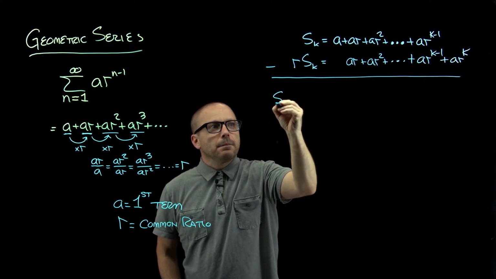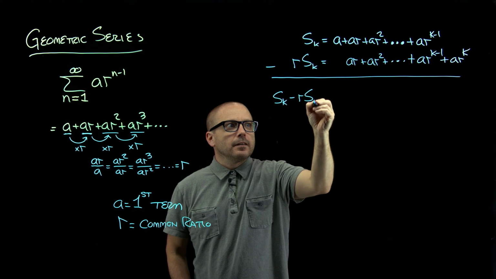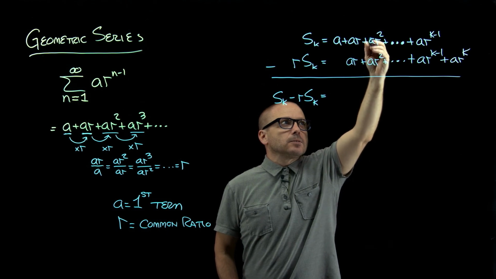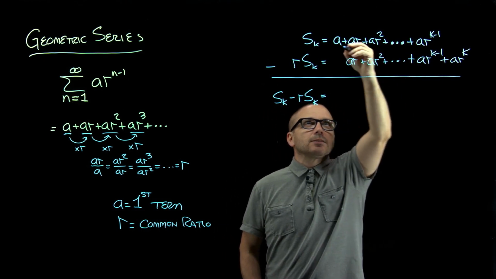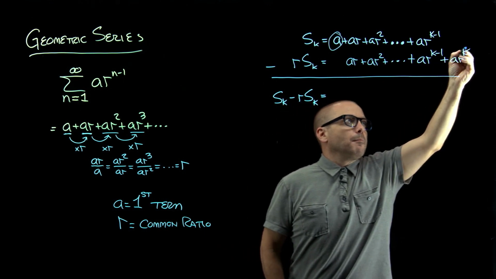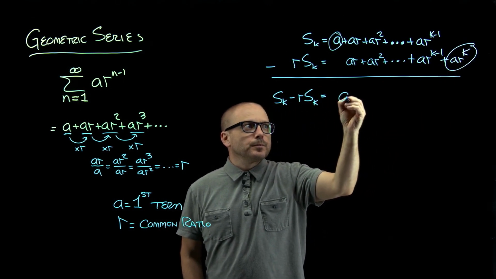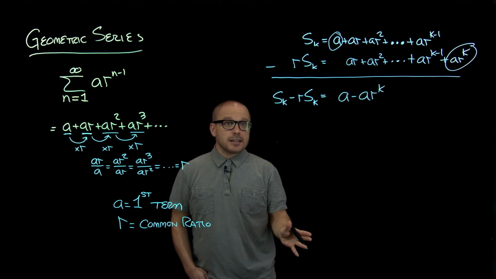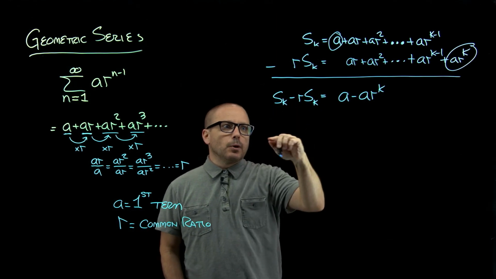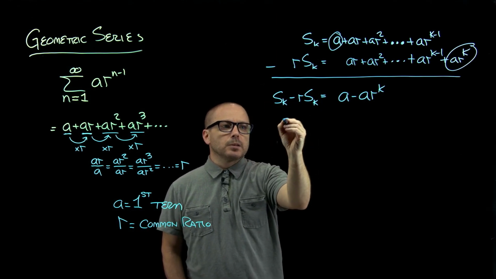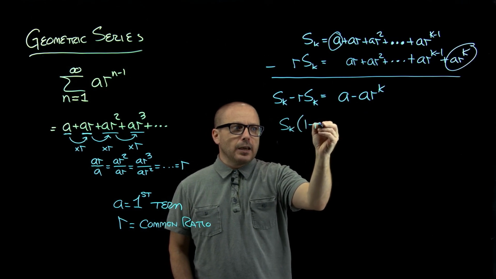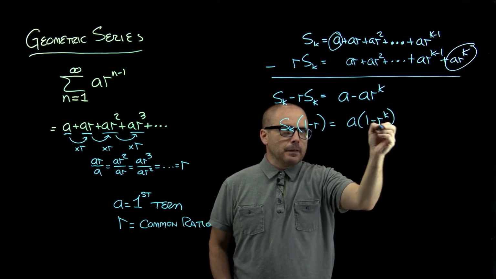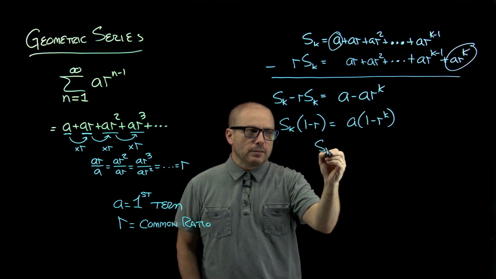So we have S sub k minus r S sub k. And notice what happens here. Cancels, cancels, cancels, cancels, cancels. Everything cancels except for a minus ar to the k. We got rid of the dot, dot, dot. But I'd like this to just be the partial sum formula, or the partial sum. So let's factor out that S sub k. And just for neatness here, I'm going to factor out that a. And now divide. And we've done it.